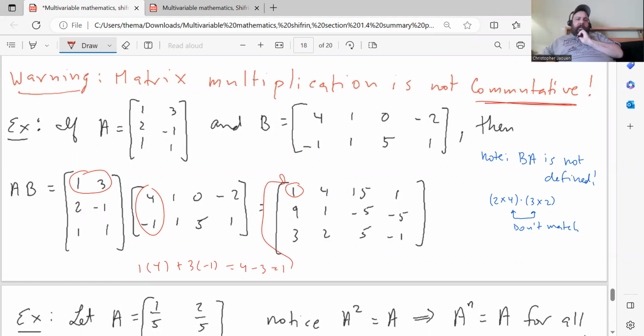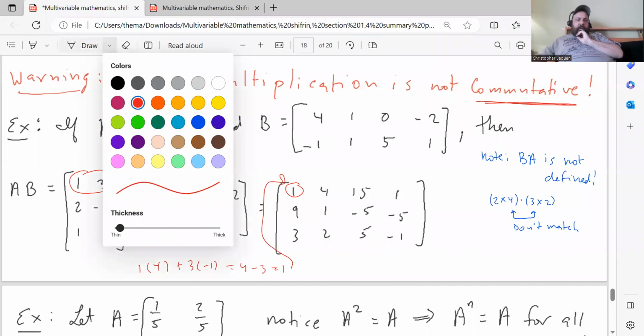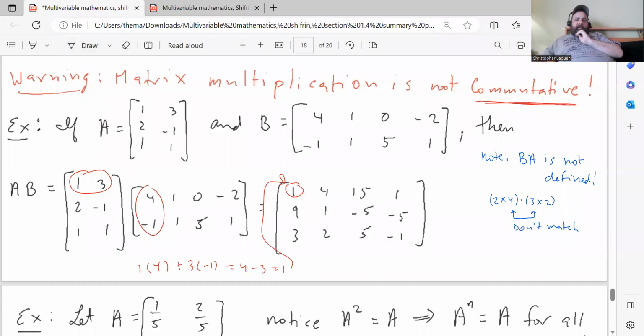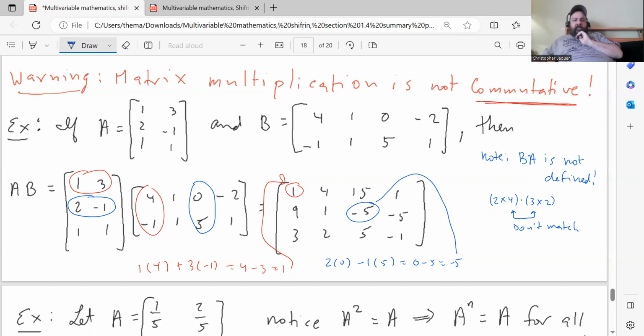Similarly, let me color code this so it's not confusing. If I want to get this entry here, that's the dot product of row 2 of the matrix A with column 3 of the matrix B. So 2 times 0 minus 1 times 5 gives you 0 minus 5, which is -5, and that's where that -5 came from. And so on and so on. That's how you get all the different entries.